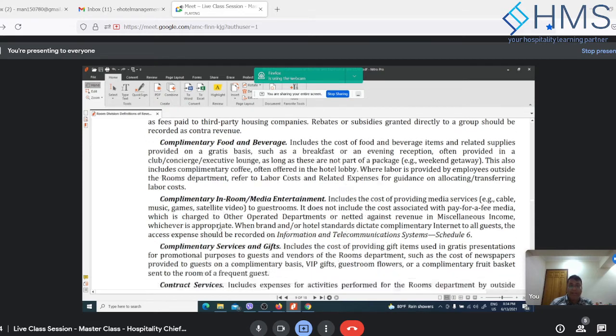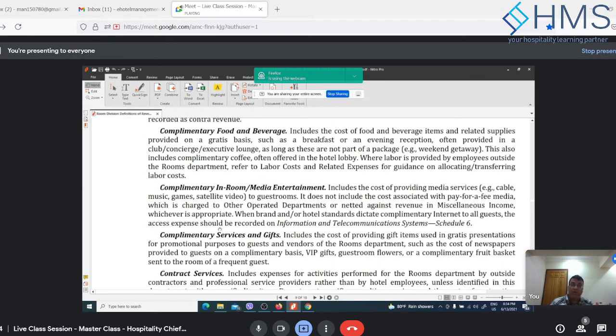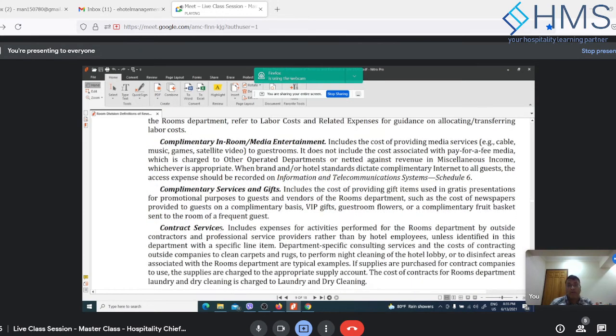Now, complimentary in-room media is mostly the TV channels or cable TV rooms. It's a part of your fixed cost unless you have a contract with the TV media to pay based on the occupancy. Complimentary services and gifts, again, is usually a very messy account, where everything which is part of the guest going out is put. So it can be the gifts, it can be the flowers, it can be the fruit basket, it can be the amenities.